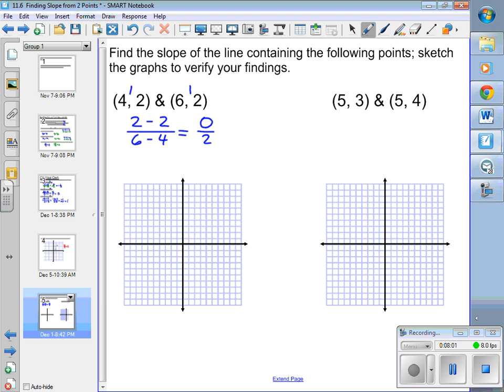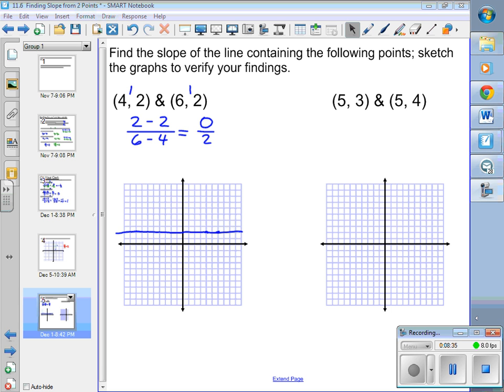Let's plot. We get 4, 1, 2, 3, 4, 2, and we get 6, 2. Well, we have a straight line. Oops, that's not going to be a good line. Should have used my line tool, it would have been much prettier. So there's the line for that one. So it's just a flat line. Let's go ahead on to the next one.